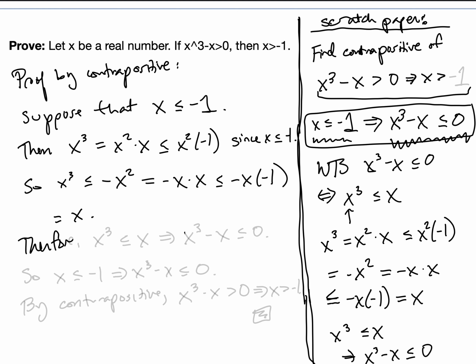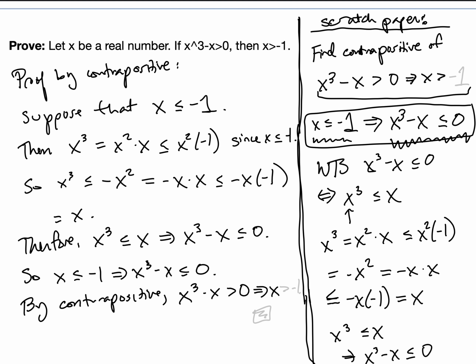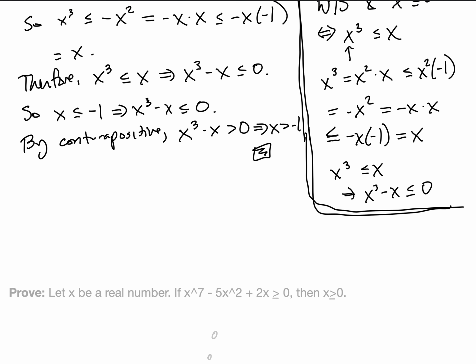Therefore, x cubed is less than or equal to x implies x cubed minus x is less than or equal to 0. So x less than or equal to -1 implies that x cubed minus x is less than or equal to 0. And by contrapositive, x cubed minus x greater than 0 implies x greater than -1. And we are done. Okay, let's do one more proof in this video.